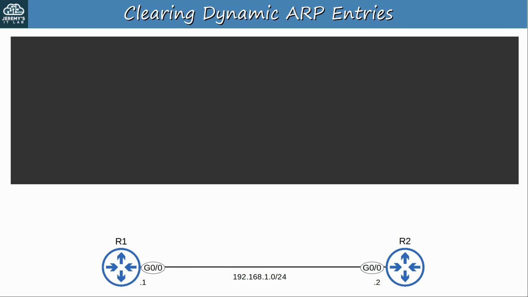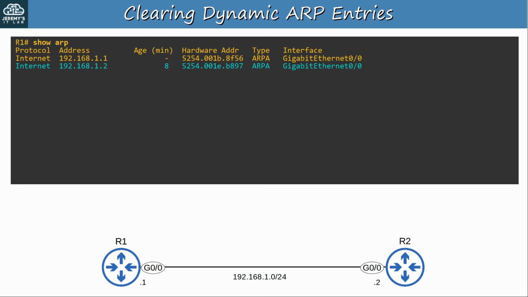Now let's look at how to clear dynamic ARP entries from the table. It works a bit different than you probably think. First, here is R1's ARP table. I removed the static entry from the previous example. Notice the dynamic entry for R2. Then I use the command clear ARP to clear the ARP table. Let's see what happens next.